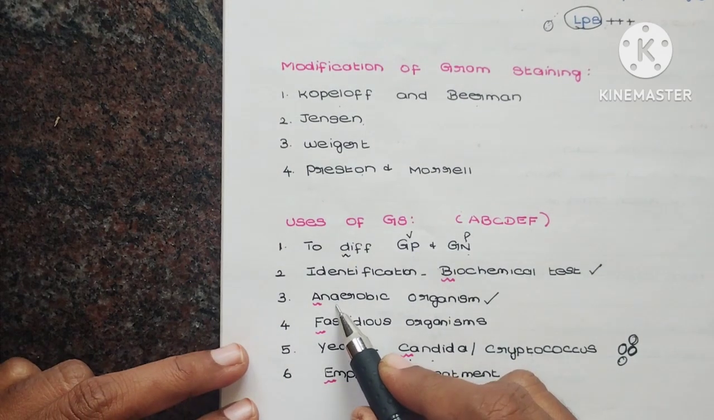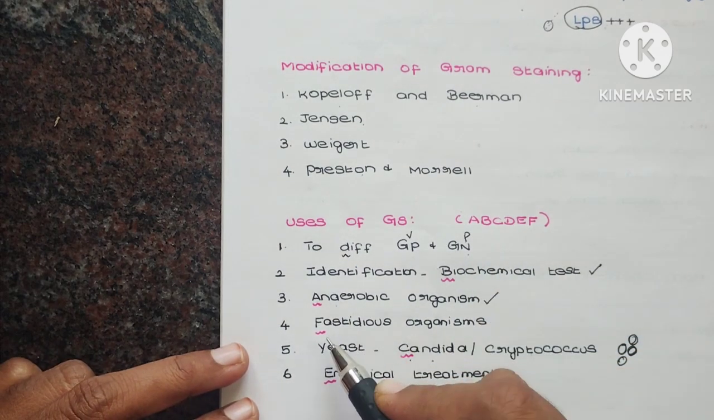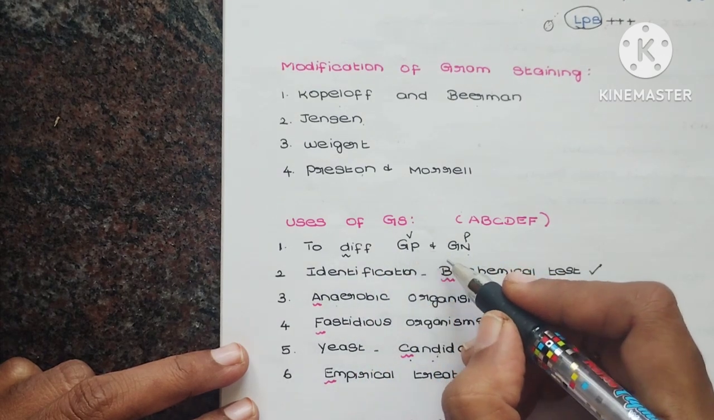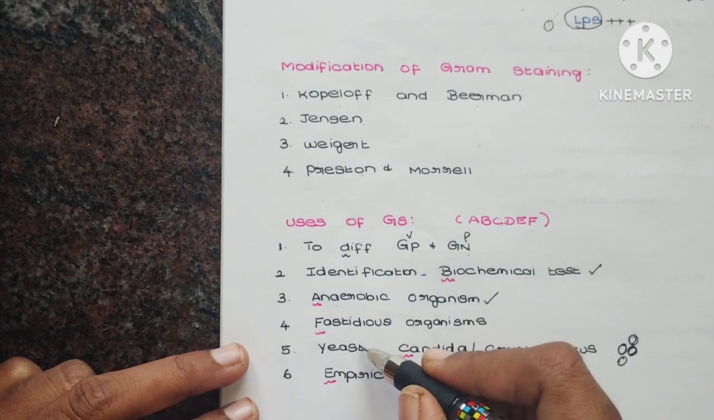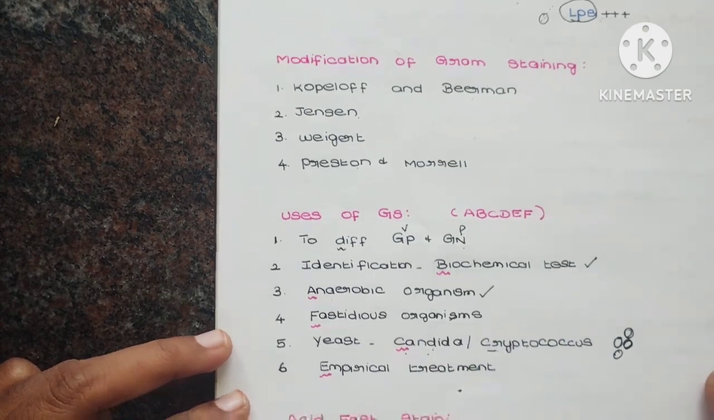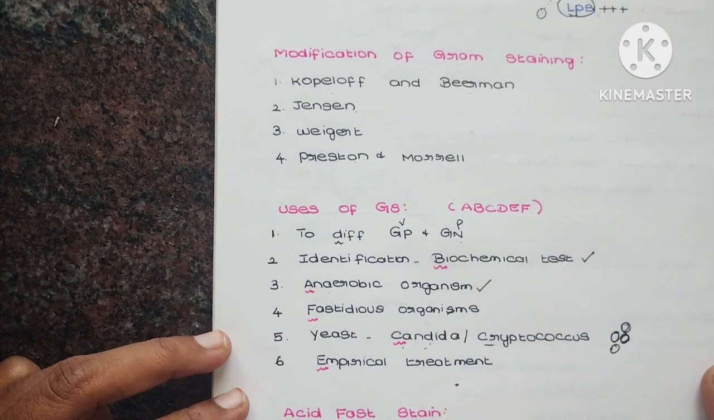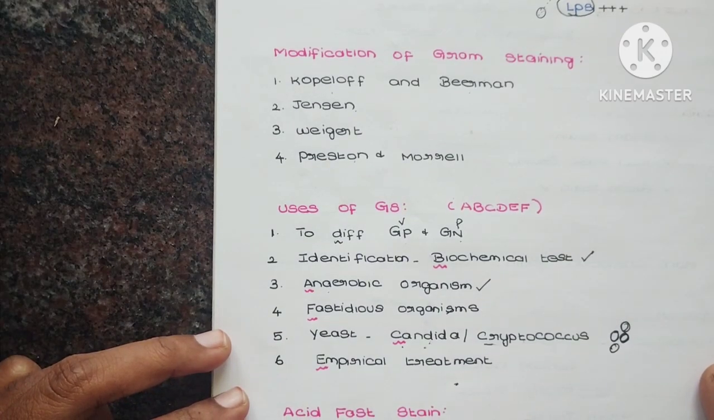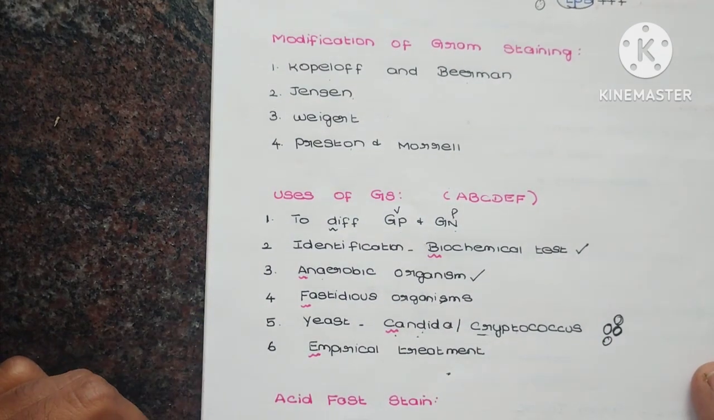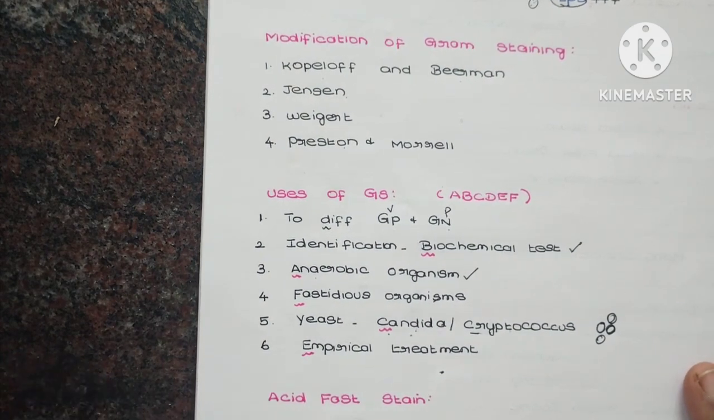So A for anaerobic, B for biochemical, C for Candida and Crypto, D for differentiating gram positive and gram negative, E to start the empirical treatment, and F the fastidious organisms. Okay, so you can have the clue, because if you are suspecting a Streptococcus, Streptococcus pneumoniae will have a lanceolate shape and it will be capsulated, right? So you can make that out in the gram stain.